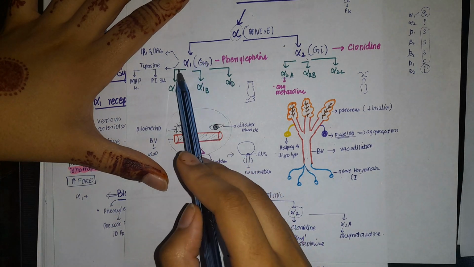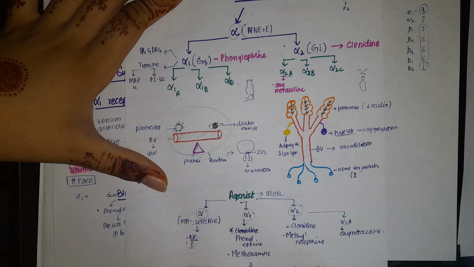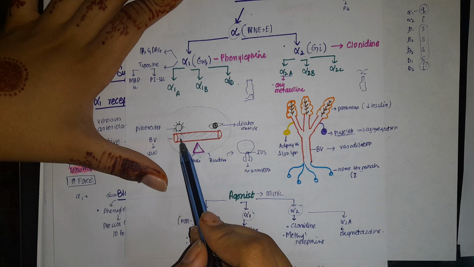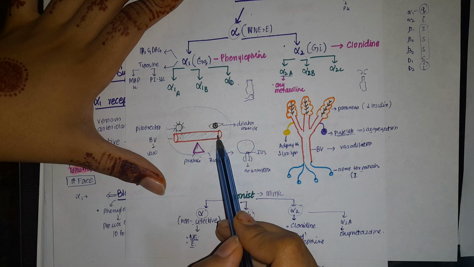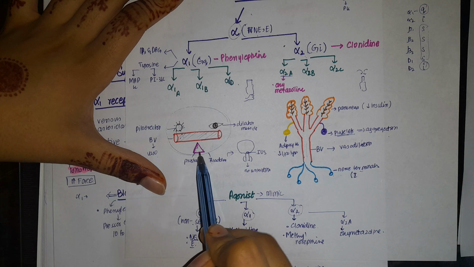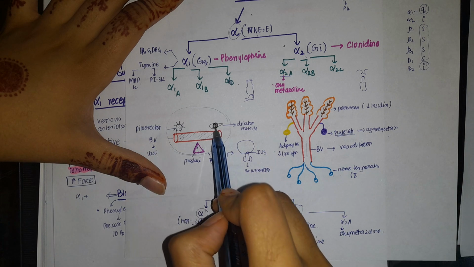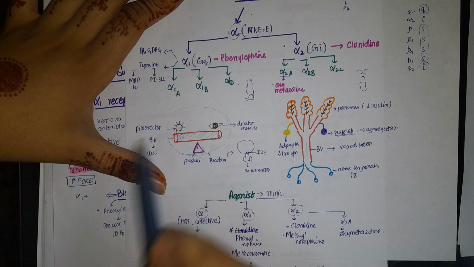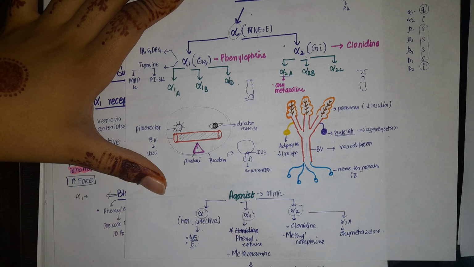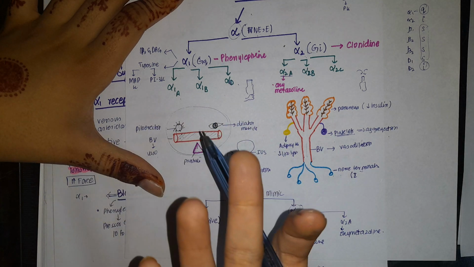Now when we talk about their location, this seesaw diagram helps you to remember their location very easily. So this is blood vessel. This is bladder and prostate. On one side we have dilator muscles of the eye, on the other side we have piloerector smooth muscles of the skin.